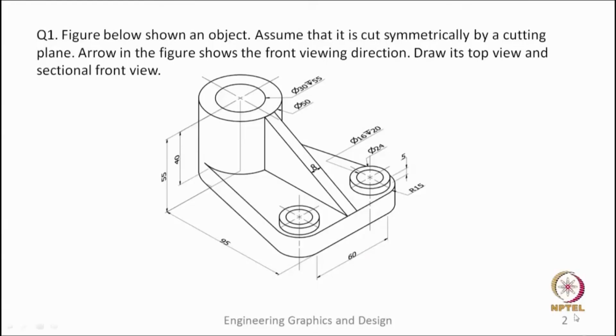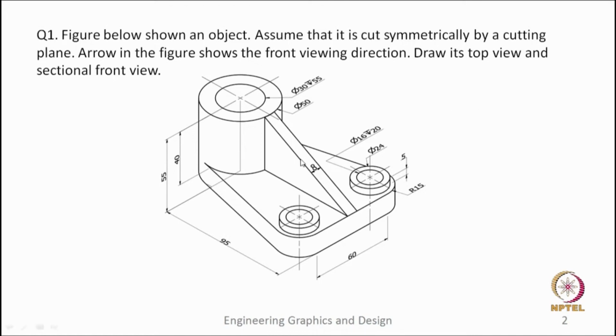So, here is our problem number 1. If you look at the problem, you will see that there is a simple object and we have been asked to draw its top view and sectional front view. So, today we will be demonstrating using the object itself, because just from the drawing it is not always possible to visualize the object. That is why we decided to bring an object to the class.